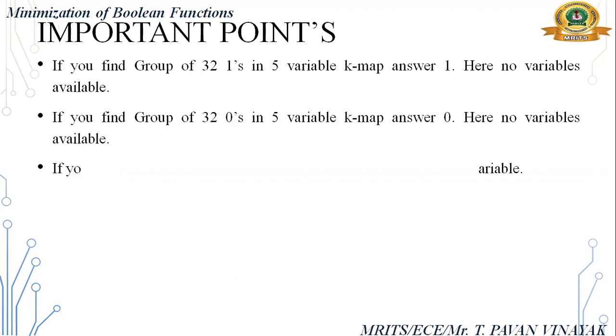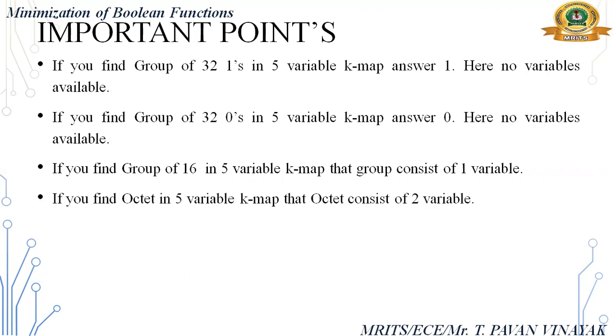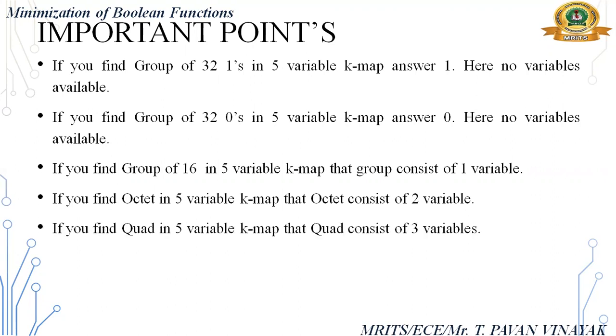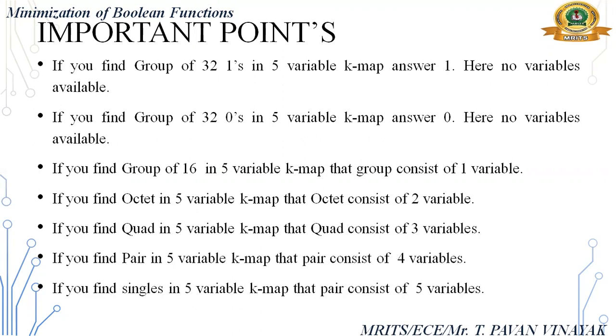If you find a group of 16, one variable remains. If you find an octet, two variables are available. If you find a quad, three variables are available. If you find a pair, four variables. If you find a single, five variables. Remember, while taking common terms from a quad, it must consist of three variables.